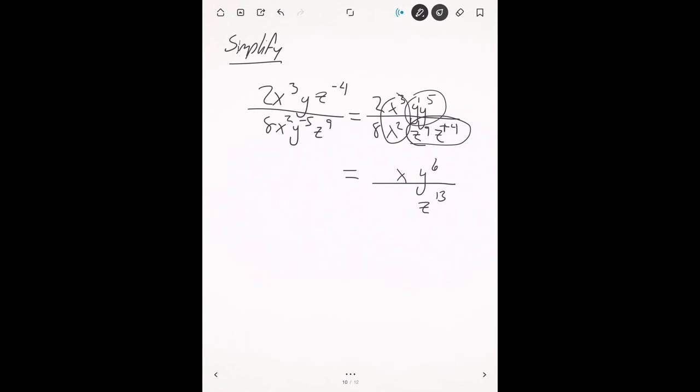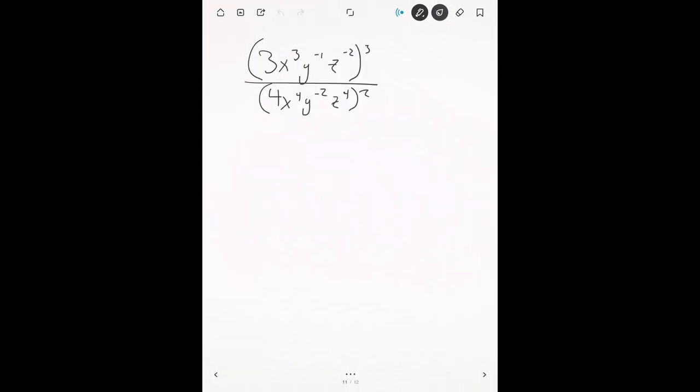And then I pretty much just simplified all of the variables, and now the numbers can be simplified too. 2 over 8 is 1 over 4. And there we go. I've just simplified this. All I did was 1, move the negatives, and then 2, combine. That's all. That's the big idea with this.